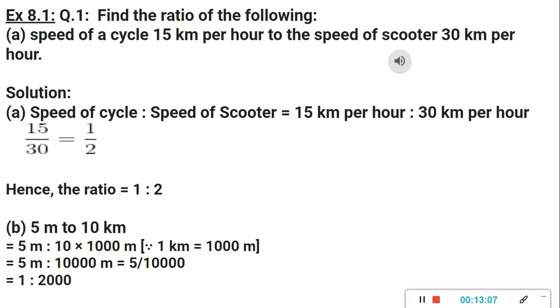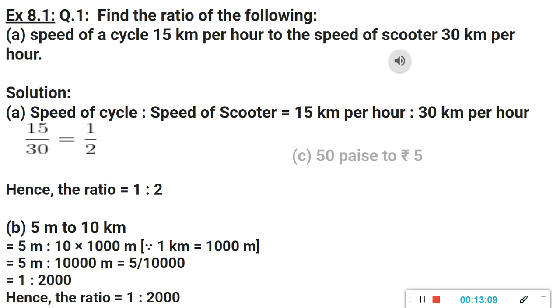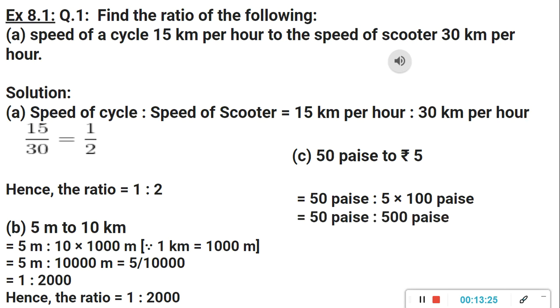So the ratio will be 1:2000. Now third one is 50 paise to rupees 5. So here one is in paise and another one is in rupees. So that rupees we can shift it to paise. So 5 rupees is equal to 5 into 100, that is 500 paise. So 50 paise to 500 paise, that is equal to 50 upon 500, that is equal to 1:10. So the ratio is 1:10. Clear?